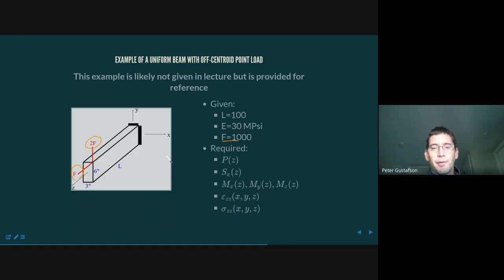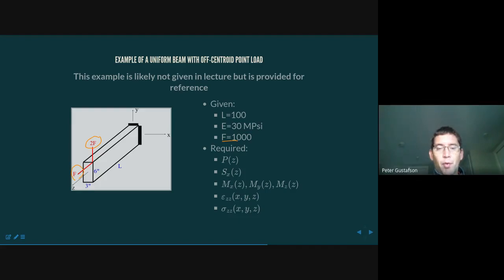So, that's something we can keep track of as well. In the end, what am I asking you for? I'm asking you for the overall resultant force. I want to know the shear resultant in the X direction as a function of Z. I want to know My, Mx, and Mz, all 3 of those. And then I'd like to also know strain and stress in the beam.